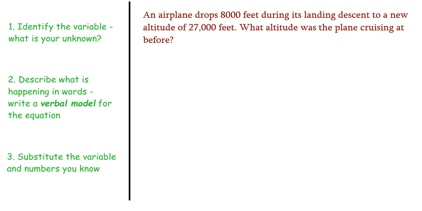Next one. An airplane drops 8,000 feet during its landing descent to a new altitude of 27,000 feet. What altitude was the plane cruising at before? This is not quite a total. This is certainly not a situation of profit and making money. And this is a type of word problem that falls under a category of start, change, finish.